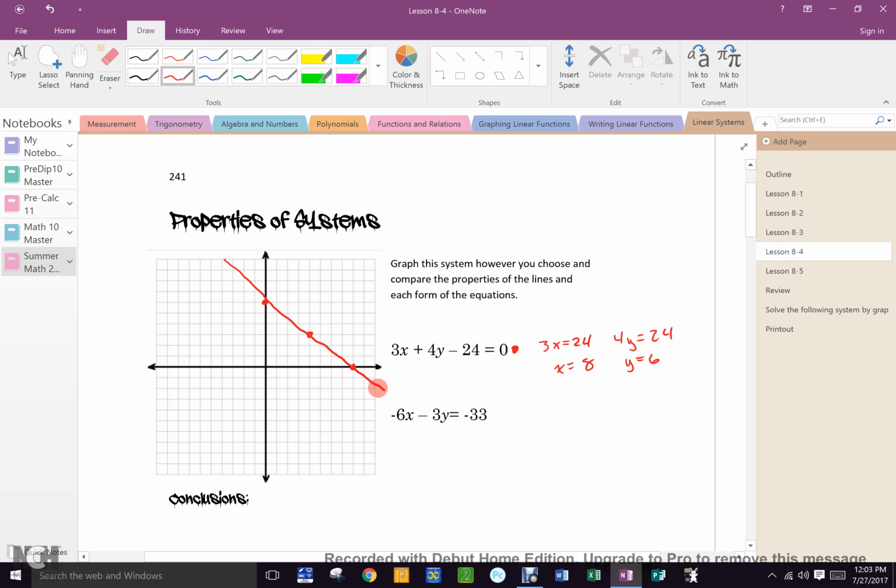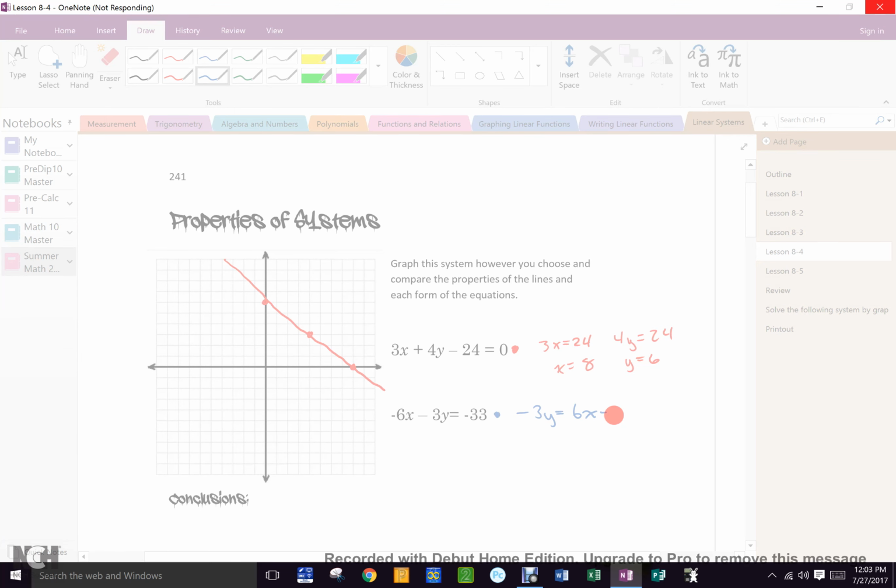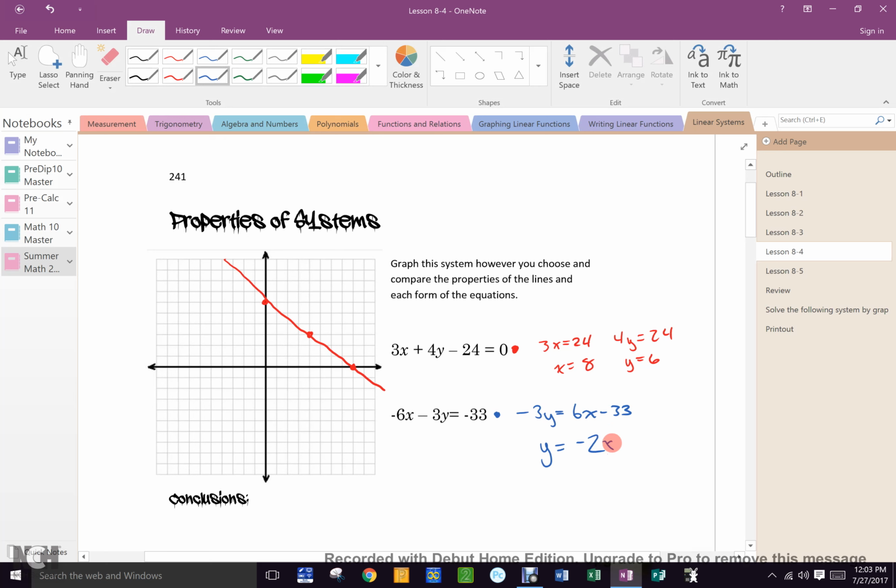Right? Now, this one, which I'm going to graph in blue, is almost in slope-intercept form, isn't it? So negative 3y equals 6x minus 33. Y equals negative 2x plus 11. So I go up 1, 2, 3, 4, 5, 6, 7, 8, 9, 10. Oh, 11 takes me off the graph. Down 2, over 1. Down 2, over 1. Down 2, over 1. Down 2, over 1. And there's my graph. So I know my solution is 4, 3.